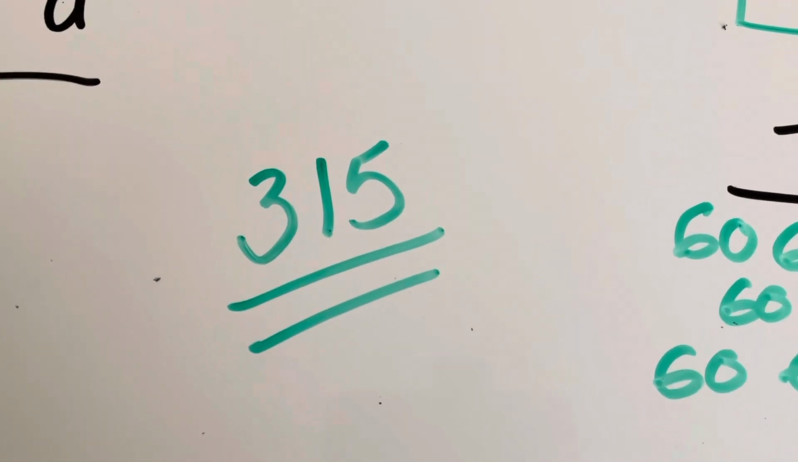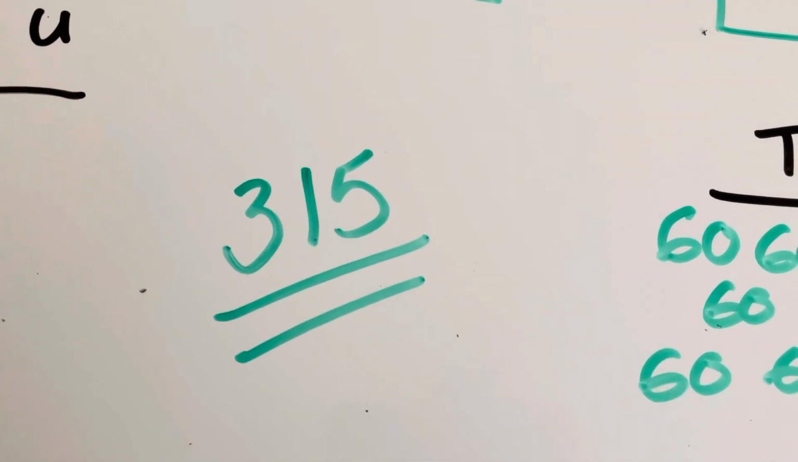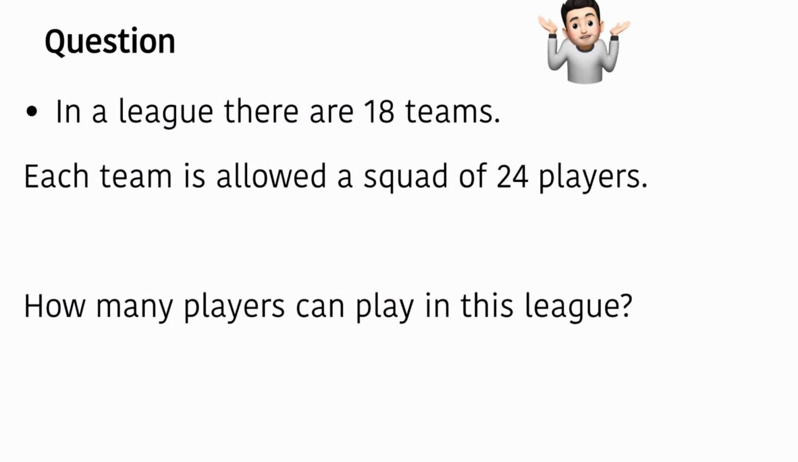Let's try another one. This time I'm going to pause at each step and you are going to do it for yourself. What we're going to do is use this question to help us. In a league there are 18 teams. Each team is allowed a squad of 24 players. How many players can play in this league in total? So what I need you to do is go through the question and pick out what the sum is. I'll give you a clue. It's a multiplication question.